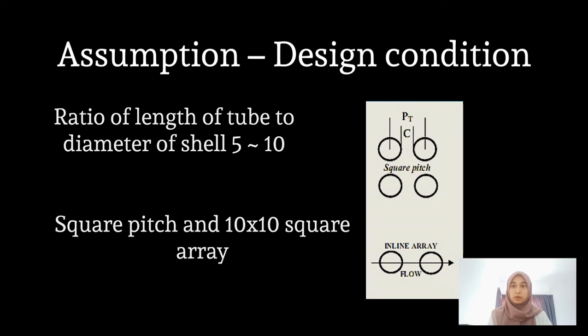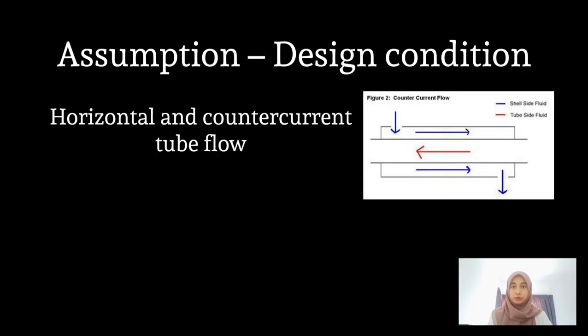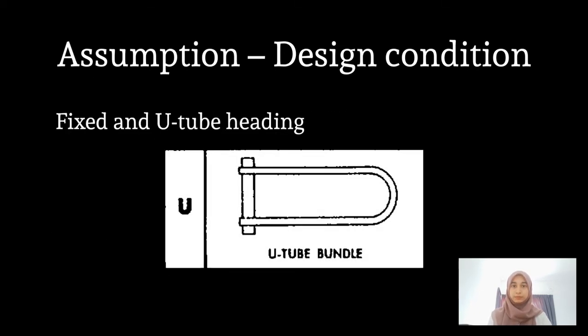Next, we assume a horizontal and countercurrent tube flow. The correction factor will be 1 because the process involved in this project is condensation. Lastly, we assume a fixed and U-tube heading is involved.